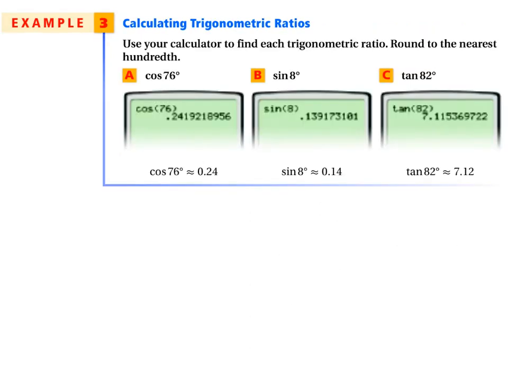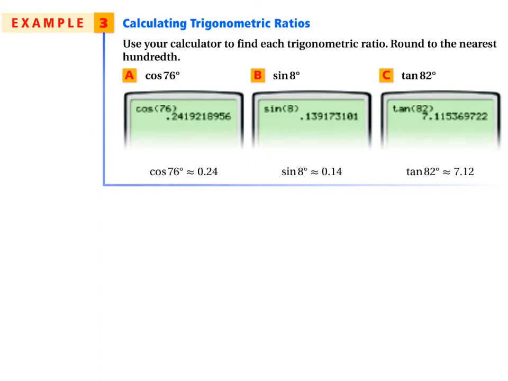Now example 3, you do not need to write down, but I want you to make note of what it looks like in your calculator. In your calculator, you are going to be able to calculate using the trig ratios. Find each to the nearest hundredth. So if I wanted to, for A, find the cosine of 76 degrees, you would punch in cosine of 76 degrees, and you would get a decimal value of approximately 24 hundredths. Same thing with sine of 8 degrees and tangent of 82 degrees.